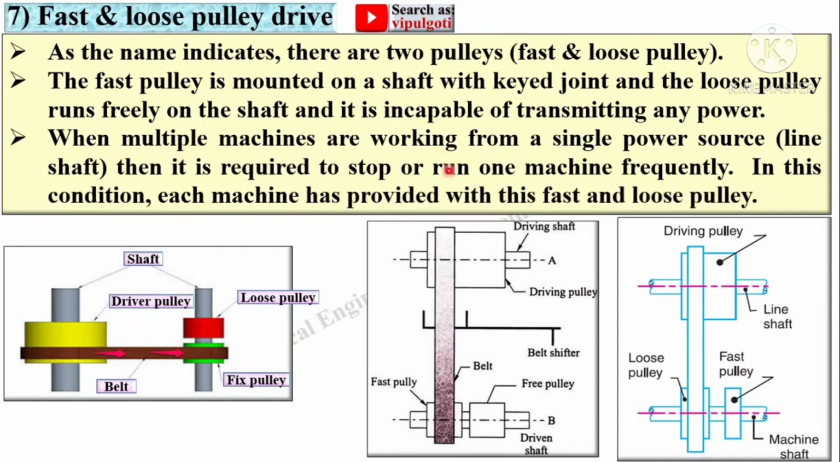When multiple machines are working from a single power source, that is called the line shaft also, then it is required to stop or run one machine frequently. In this condition, each machine is provided with fast and loose pulley so that you can stop or run the machine as you desire.